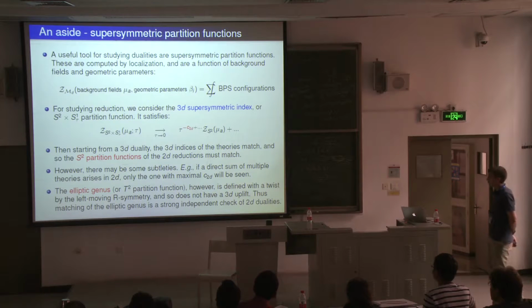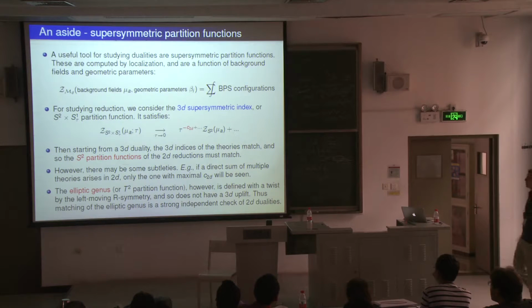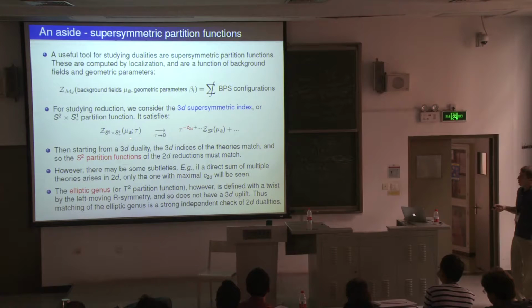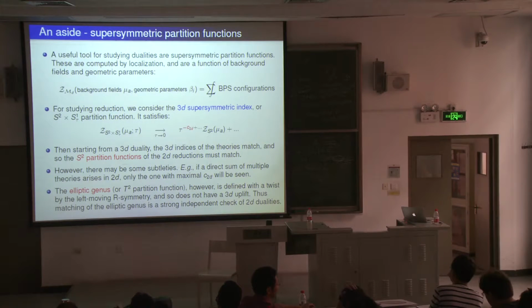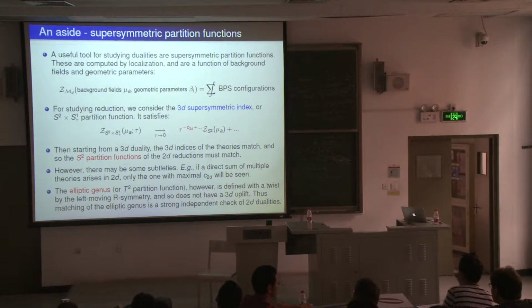And they're given by localization by a finite integral over the BPS configurations. So in order to study this reduction, the useful partition function to consider is the 3D supersymmetric index, or S2 times S1 partition function. And this depends on the radius tau of the S1. And in the limit where tau goes to 0, we find, up to some divergent factor, the S2 partition function of a certain 2D theory. And this divergent factor is related to the central charge of this 2D theory, and some additional terms related to these background fields, which I won't mention.